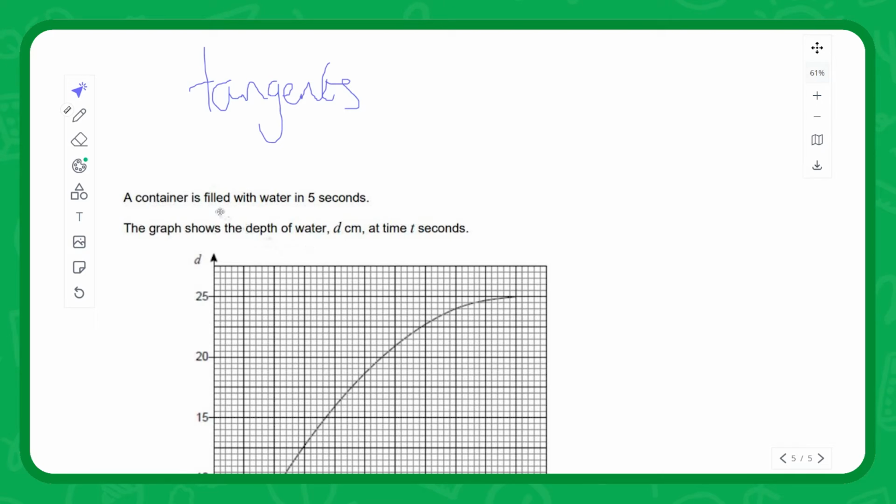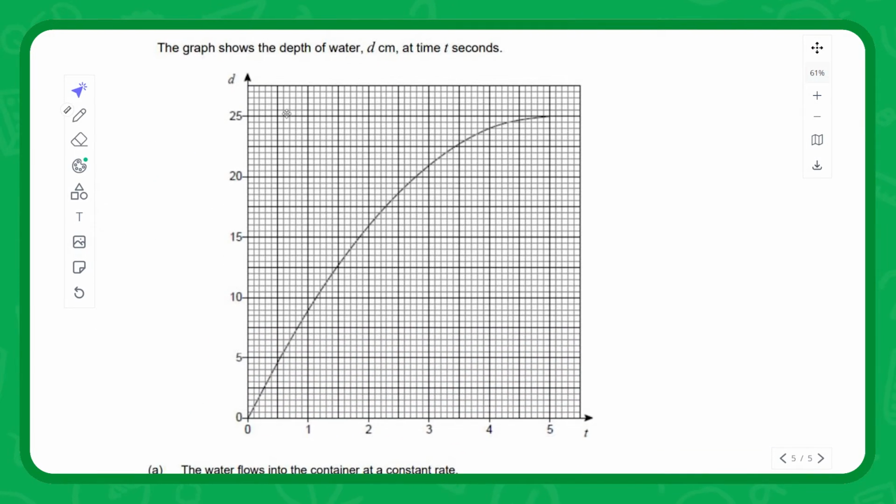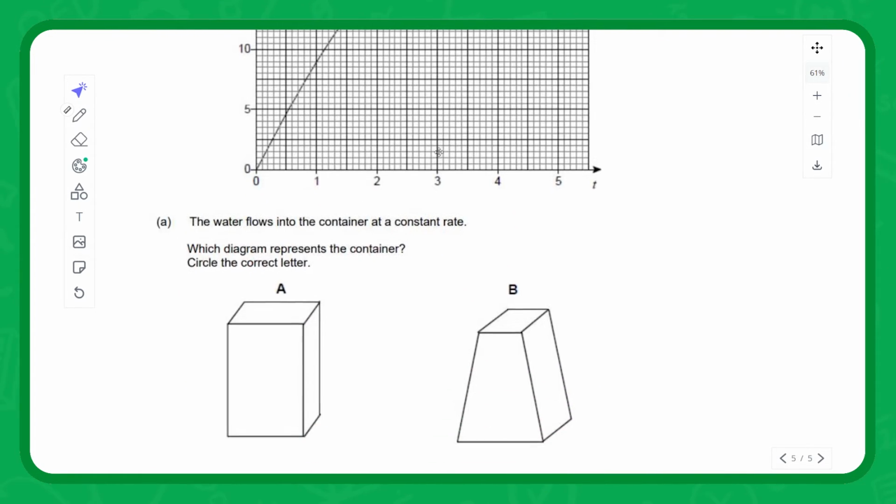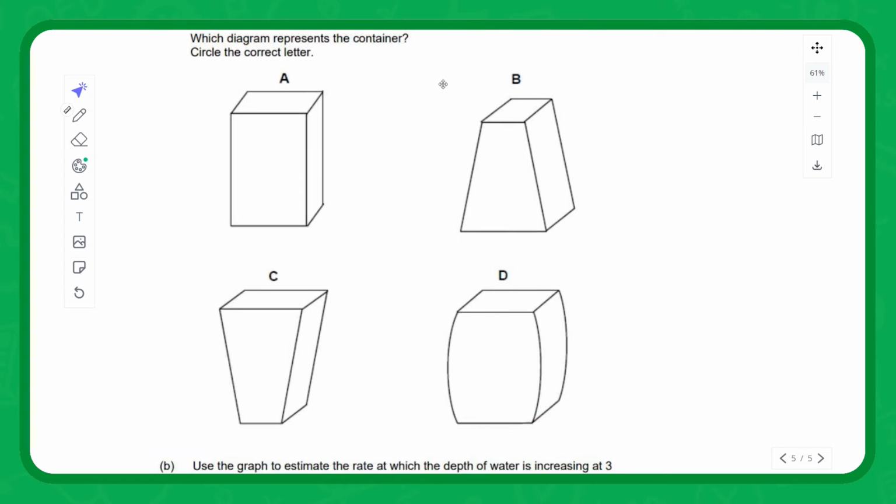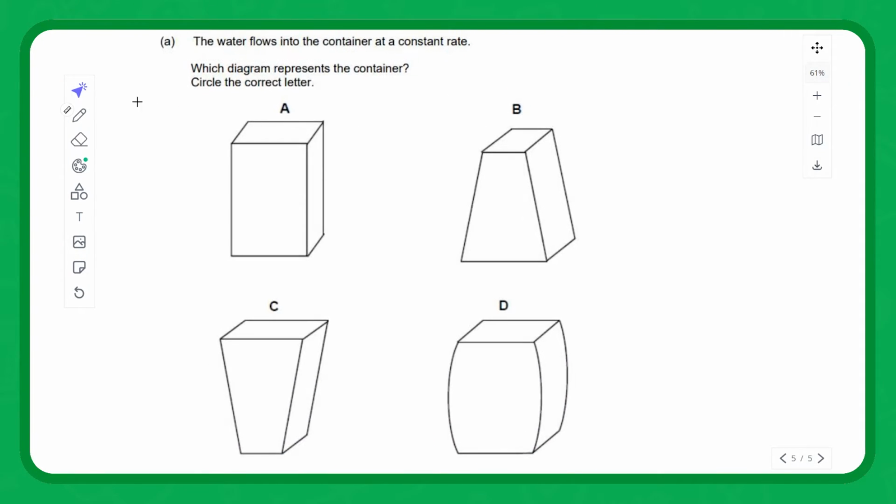So, tangents. A container is filled with water in 5 seconds. The graph shows a depth of water d centimeters at time t seconds. The water flows into the container at a constant rate. Which diagram represents the container? So in this one, we have to do a bit of visual imagery, which is very common in graphs because it also relates quite closely to shapes.